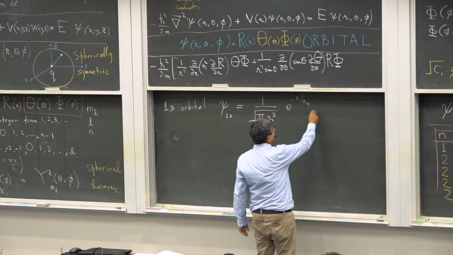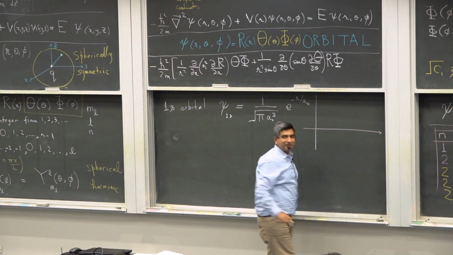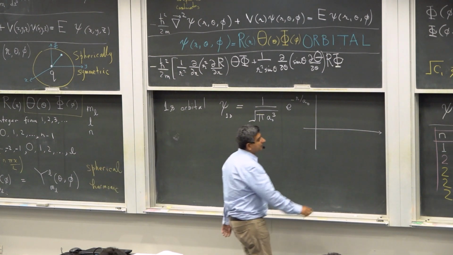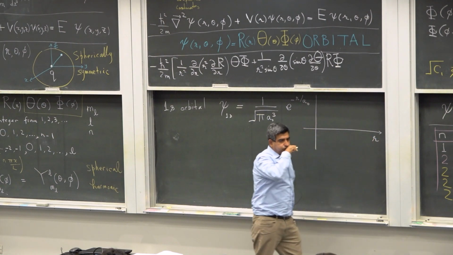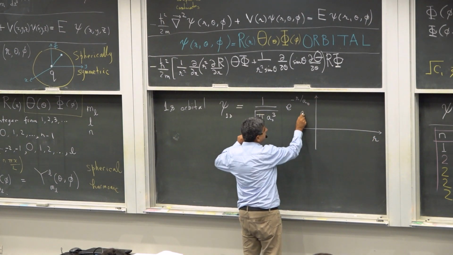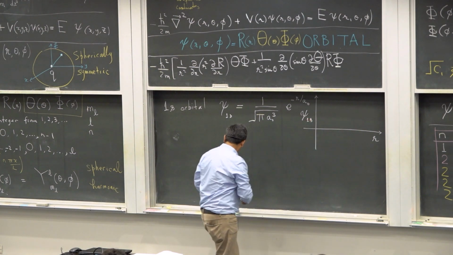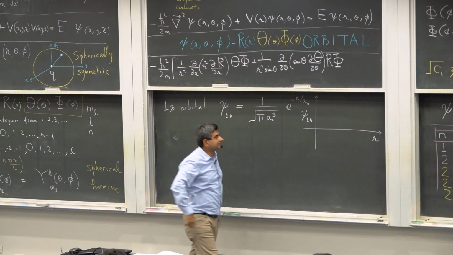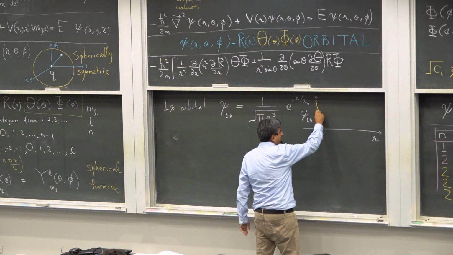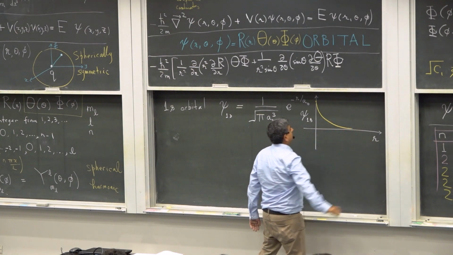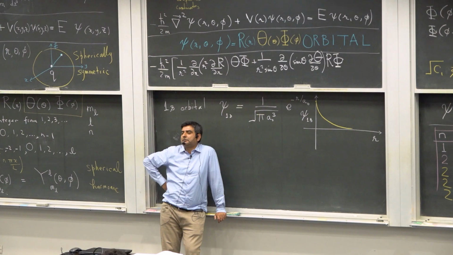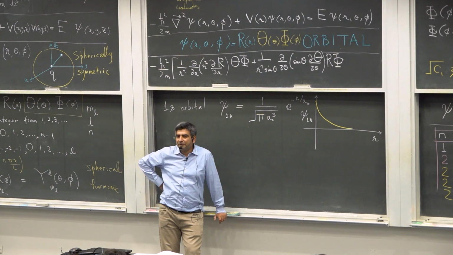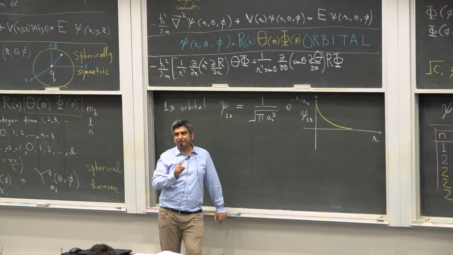Can I plot this? There is no theta and phi dependence. I can plot with respect to r. If I plot this wave function 1s, what would the plot look like? Exponential decay. So this is the plot of the wave function. So first thing I've done is I plotted the wave function.